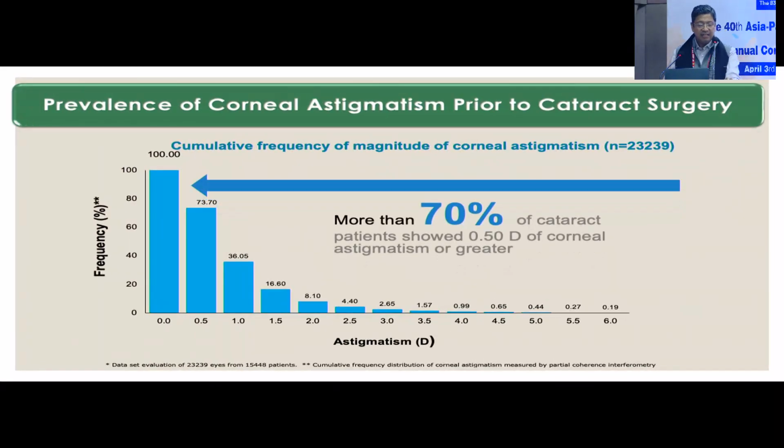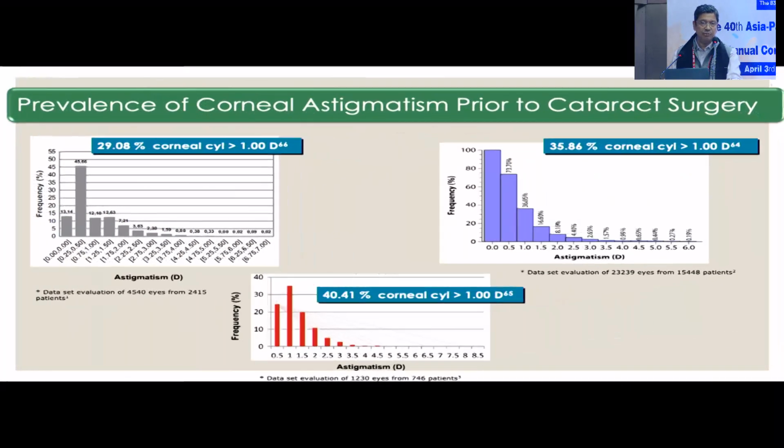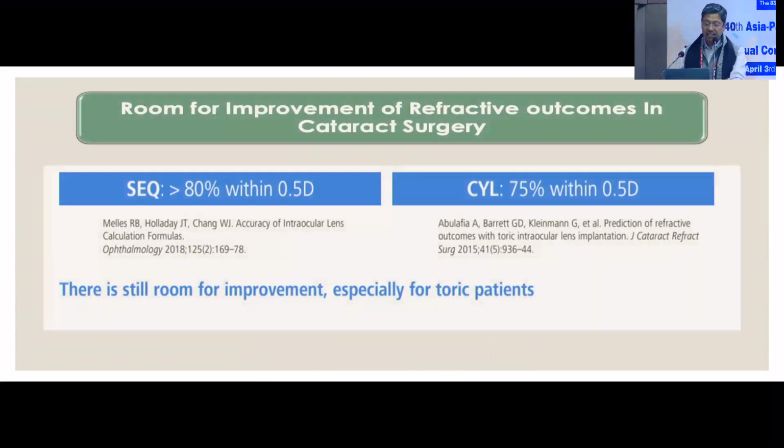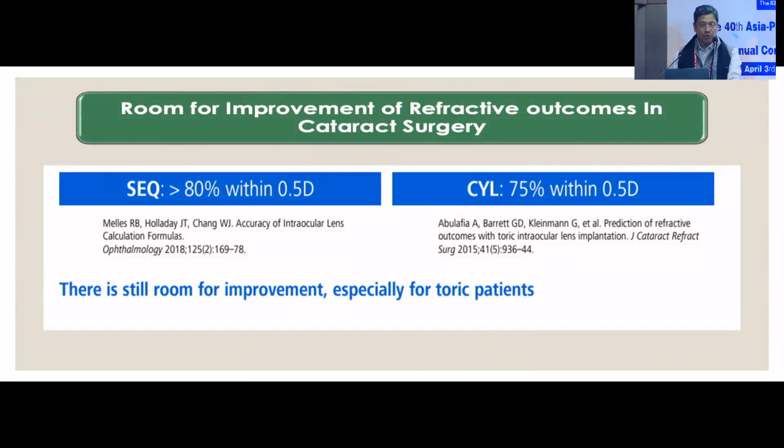We know that about 70% of our patients undergoing cataract surgery have a pre-existing corneal astigmatism of 0.5 diopter or more, and about 30 to 40% of them have pre-existing K value differences of 1 diopter. So toric IOLs do play a very important role in cataract surgery, and studies have also shown that only 75 to 80% of our patients do achieve emmetropia, that means have a residual refractive error of 0.5 or less, and we have a scope of improvement.